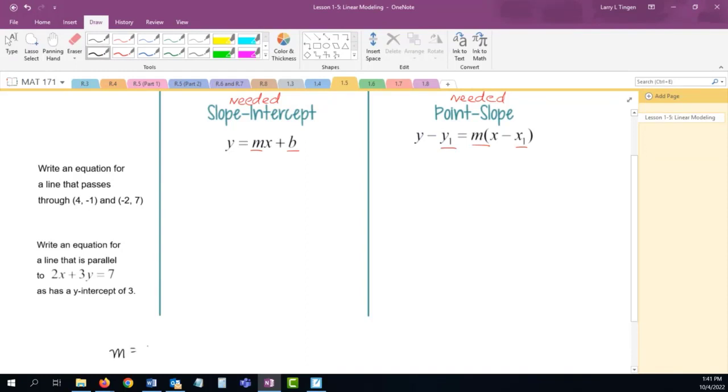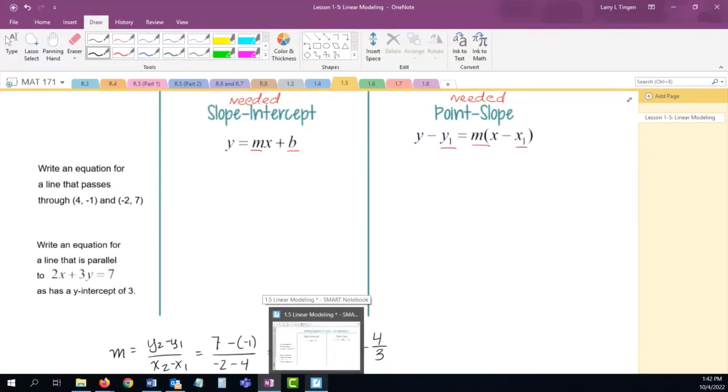So the slope is change in y over change in x. Remember the second point I run into is the sub 2s. This first point is the sub 1s. So I'm looking at 7 minus negative 1 over negative 2 minus 4. 7 minus negative 1 is 7 plus 1. Negative 2 minus 4 is negative 6. 7 plus 1 is 8. 8 over negative 6 is negative 4/3.